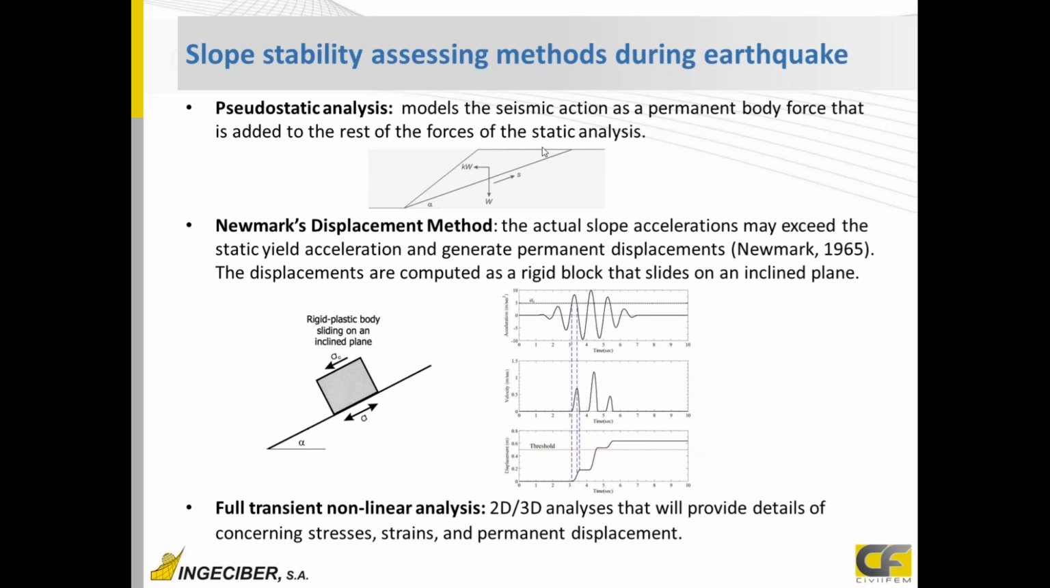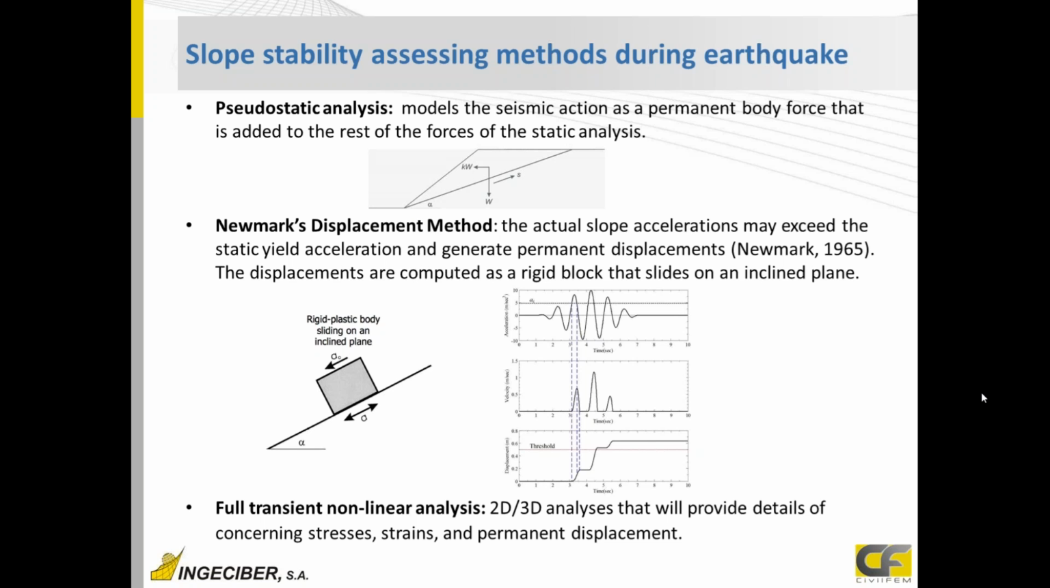these accelerations due to the seismic behavior will only be applied during short times. So the next method, the Newmark displacement method, considers the accelerations that are over the yielding acceleration, the acceleration that generates yielding and displacement on the slope. Considering those acceleration peaks where displacement happens, integrating those accelerations will give us the velocity of the mass, and integrating again, we will get the displacements, calculated as a rigid plastic body that is sliding on the inclined plane, on the yielding surface.